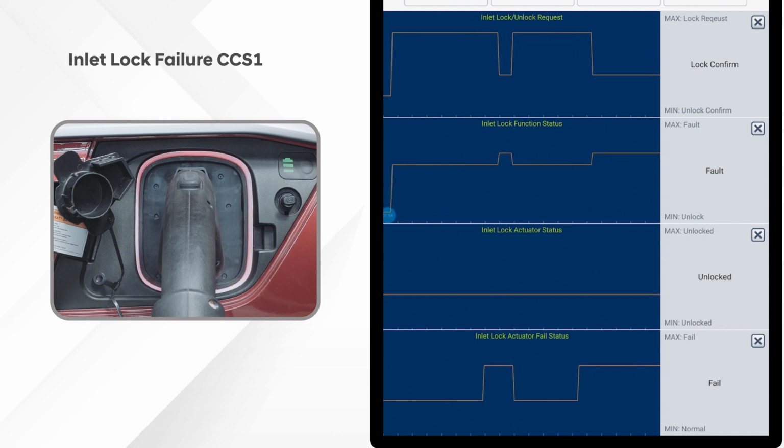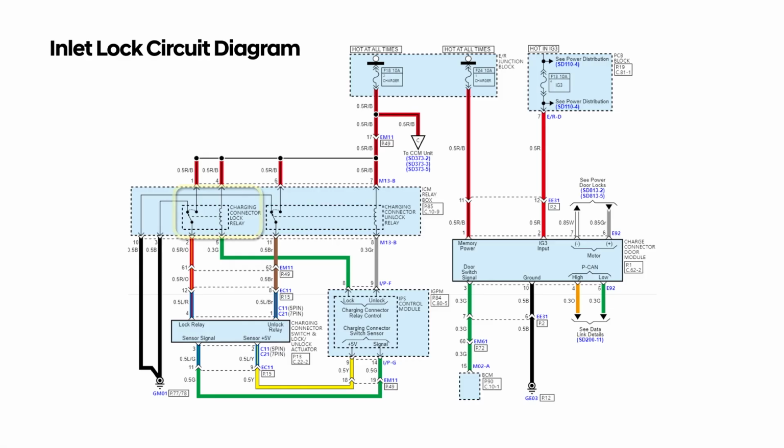Later, the OBC requests again for 7 seconds. But as no change occurs, the inlet lock actuator fail status has been fixed to fail. There is one important thing to check carefully. That is, the operating sound of ICM's inlet lock relay was heard twice from the driver's seat while the OBC requested inlet lock operation.